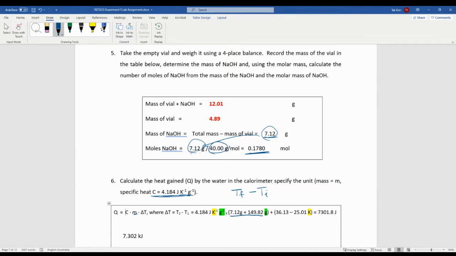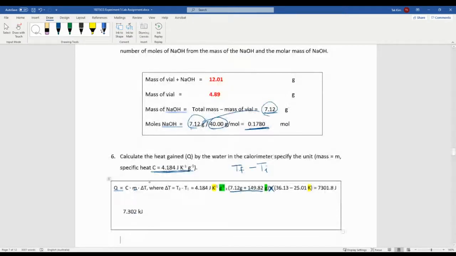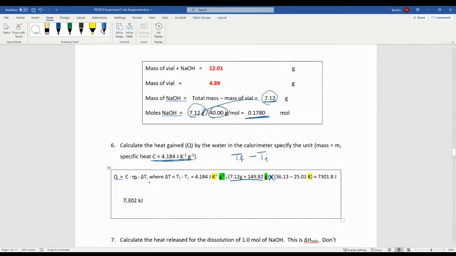So by using these numbers given and the numbers from your experiment, C will be 4.184 times the total mass, then it should be times, not plus, the change in temperature in Kelvin. You should be able to get 7,301.8 joules. Since we are dealing with a large number over here, we are going to use kilojoules.